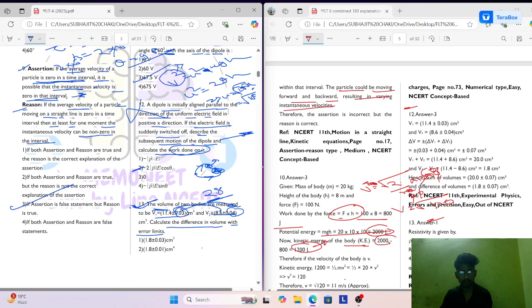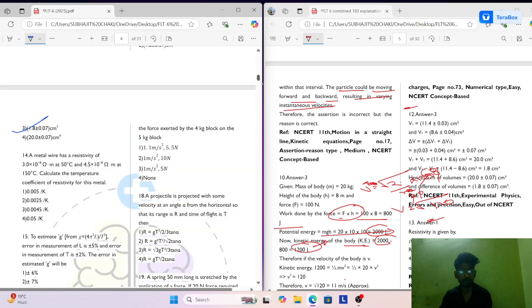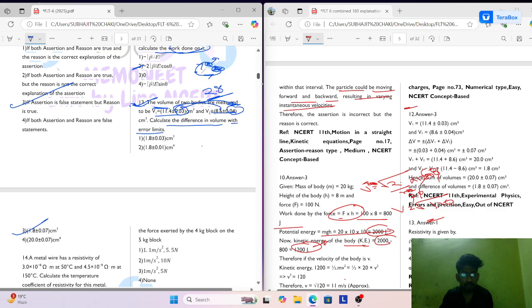2.8 plus 0.07, 1.8 plus 0.07. Not 1.8, it will be 2.8, sorry. This will be 2.8, right? It will be 2.8, not 1.8, it will be 2.8.